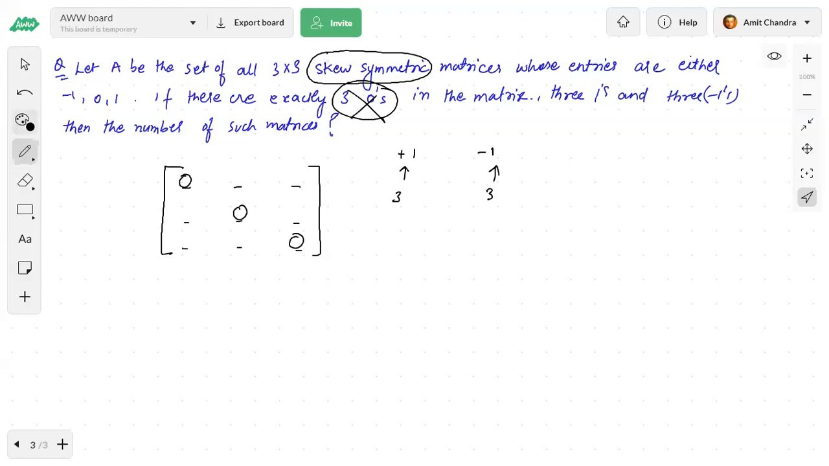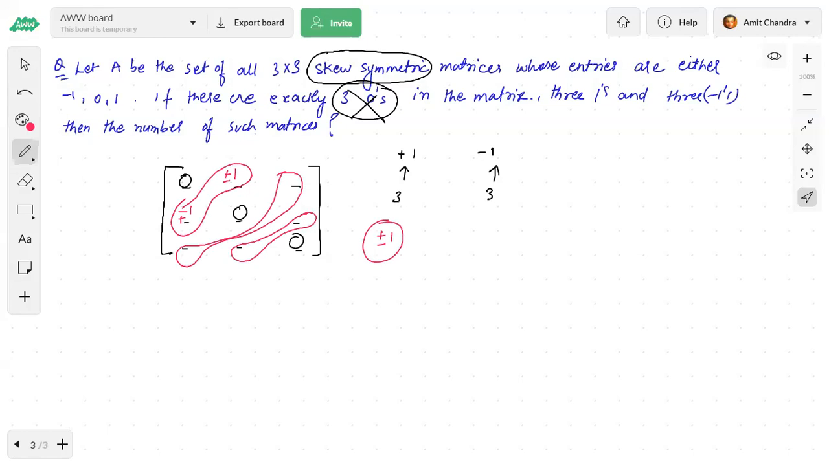Now see, if I fill +1 here, I have to fill -1 here. If I fill -1 here, I have to fill +1 here. Same with this place, and all the other places. So that means +1 and -1 will come in pairs. Here +1 and -1 will be used as one pair, here as another pair, and the last pair will be here.